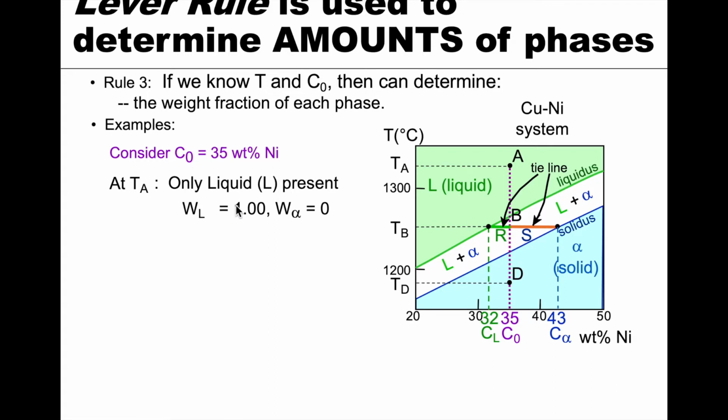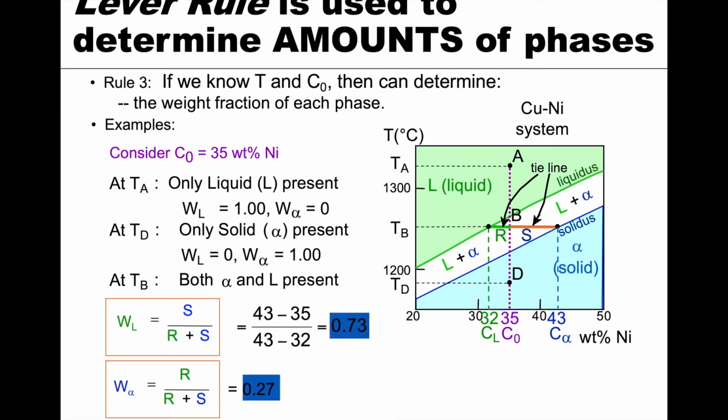So again, here you can see if we're at the first temperature up here, we just have one phase. And so our weight fraction of the liquid would be 1 or 100%, and then alpha would be 0. At TD, which is down here in the solid region, our weight fraction of alpha would be 1, and our weight percent would be 100, and liquid would be 0. But in the middle, we're going to use the so-called lever rule, and that's the tie line and the relative amounts of each side of the composition.